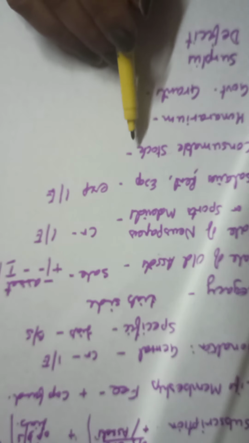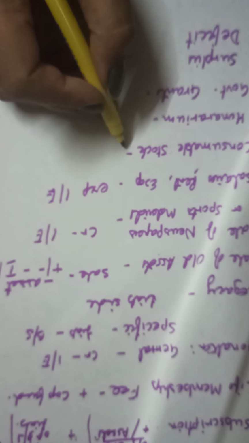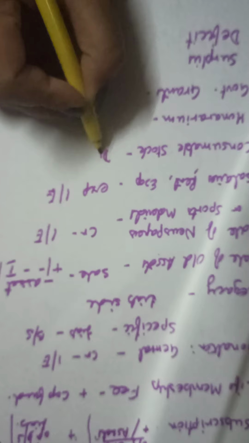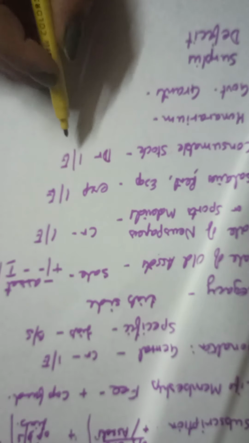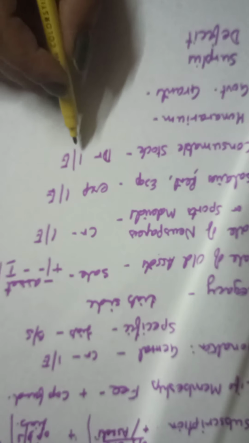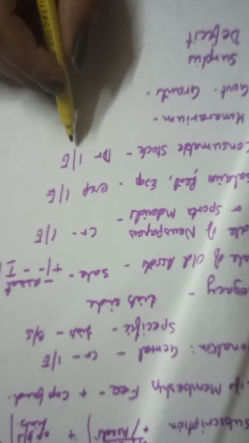So the total payment made during the year to the suppliers of consumable stock will be shown to you in the receipt and payment account. And it is an expense, so it will be debited to the income and expenditure account. The adjustment will be made and it will be taken on the income and expenditure account.